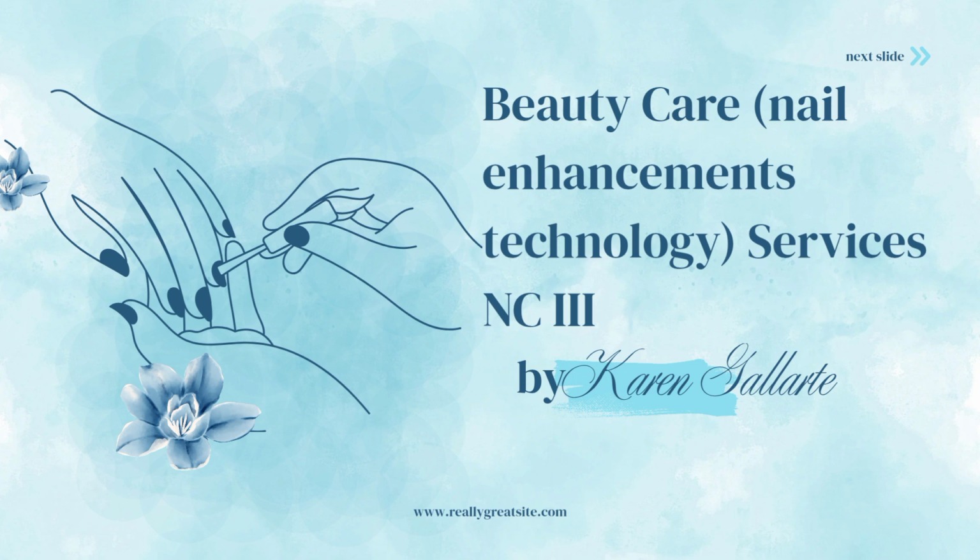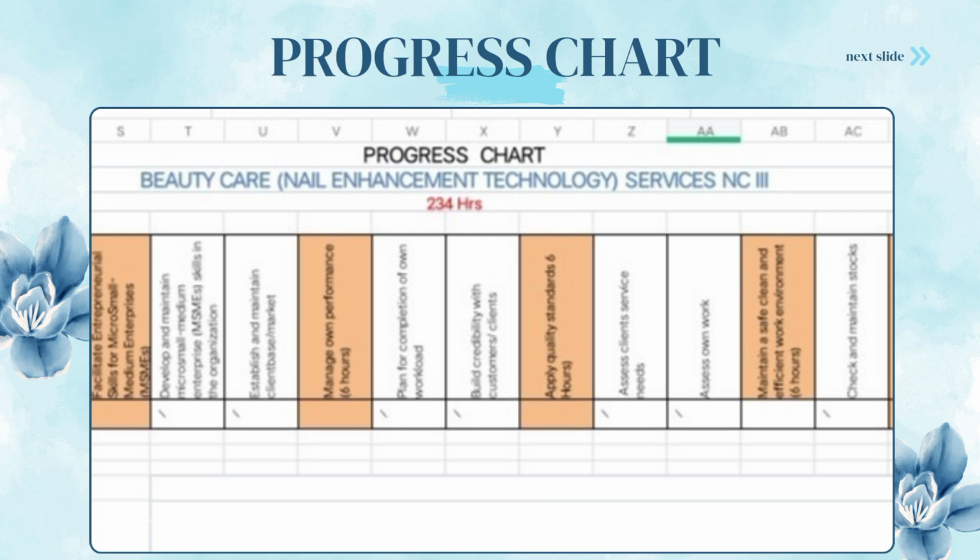before assessment. So here, the progress chart is designed to track the overall progress of each trainee in performing the required learning outcomes or competencies. It shows how far a trainee has advanced in the training, which competencies have been completed, and which ones still need improvement or further practice.